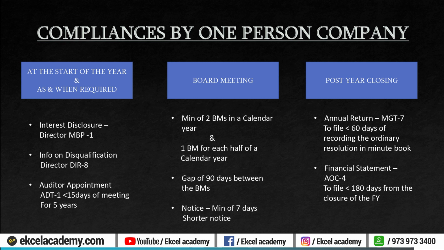So, at the start of the year, what we need to do is to take the disclosure of the interest of a director in the form MBP-1. And every director, whenever he is participating in the first board meeting of the company, has to give this disclosure. Then in the subsequent years, he has to give this disclosure at the first board meeting of the year. And later, if there is any change in the disclosures already made by him, then at the first board meeting held after such change, he has to disclose his interest or concern in other entities. This is about interest disclosure.